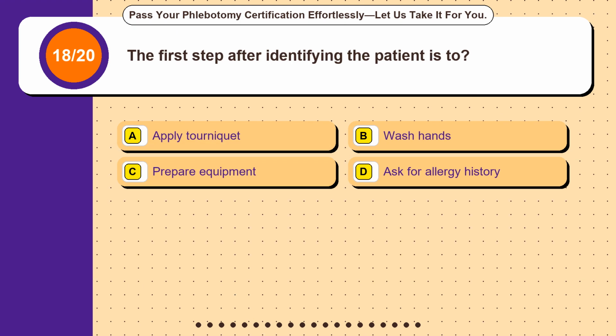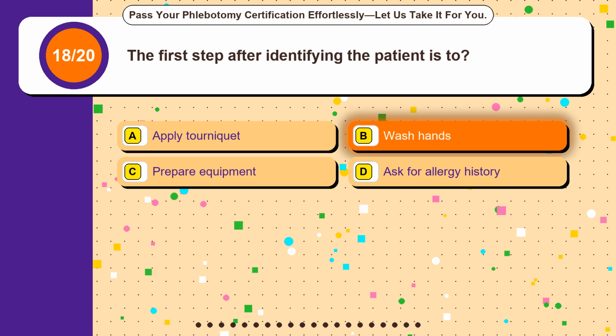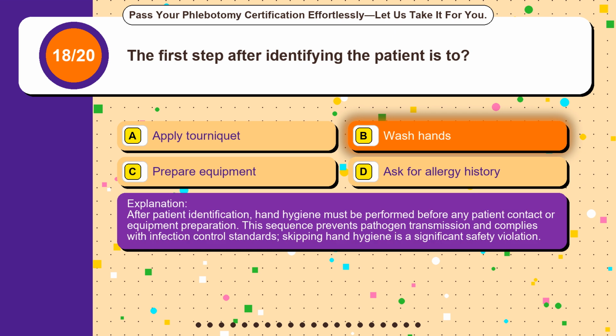Question 18. The first step after identifying the patient is to: Option A, apply tourniquet. Option B, wash hands. Option C, prepare equipment. Option D, ask for allergy history. The correct answer is option B, wash hands. After patient identification, hand hygiene must be performed before any patient contact or equipment preparation. This sequence prevents pathogen transmission and complies with infection control standards. Skipping hand hygiene is a significant safety violation.